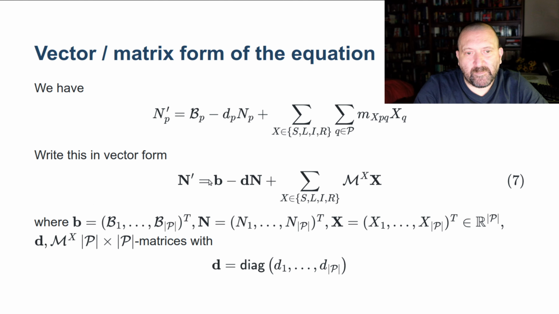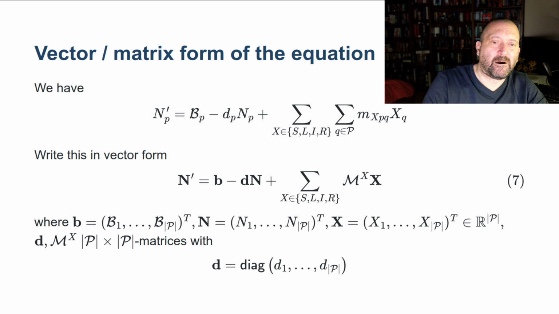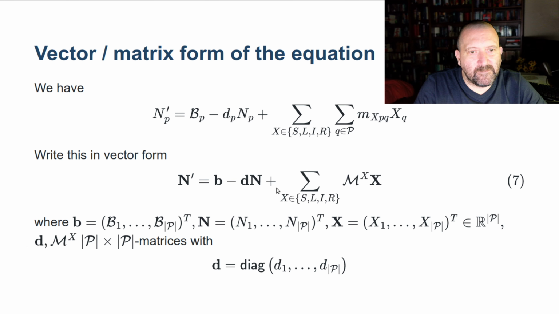B is going to be the vector of births. X I'm going to use generically, as I did before, to represent the different compartments, so S, L, I, and R. And D here and curly M here are going to be matrices. So these are vectors, but these are matrices. D is a diagonal matrix that has the death rates on the diagonal, whereas curly M is a special matrix that I'm going to call the movement matrix, and that is really fundamental in importance.